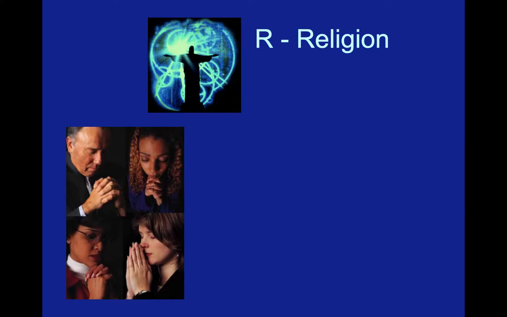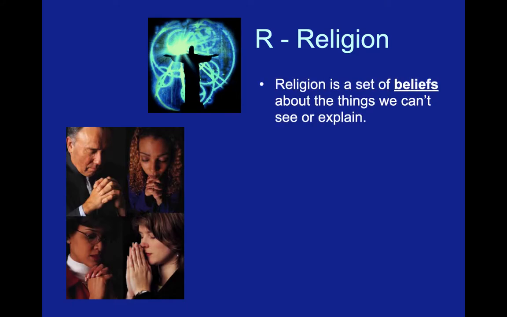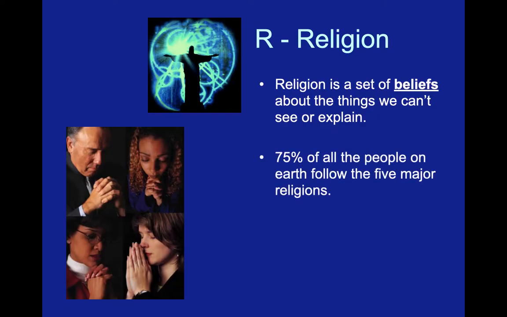Let's look at R. The R in grapes stands for religion. Religion is a set of beliefs about the things that we can't see or explain. 75% of all the people on earth follow one of the 5 major religions. When we're talking about ancient civilizations, we want to think about what factors contributed to the development of the religions.